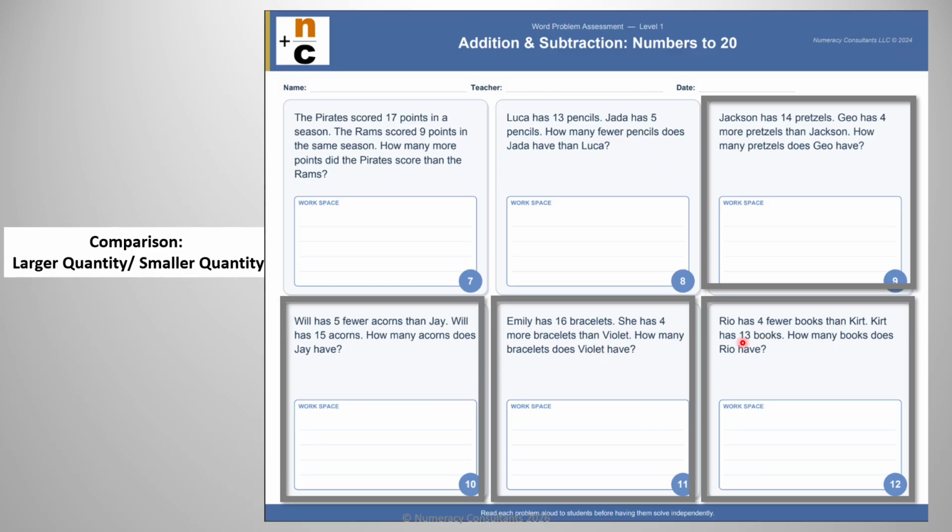And then this last one, it says Rio has 4 fewer books than Kurt. Kurt has 13 books. How many books does Rio have? So this one, again, it matches, where you're like, oh, 4 fewer. If you just go with subtraction, you'll get this one right. So kids tend to do better on number 8 and number 12. Number 10 and number 11 are more difficult for them.